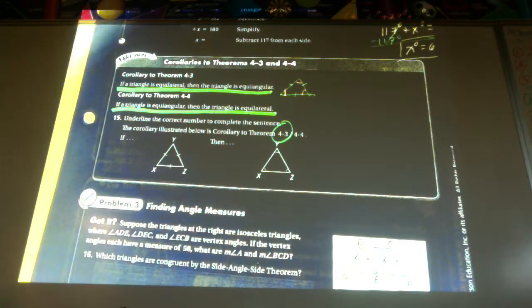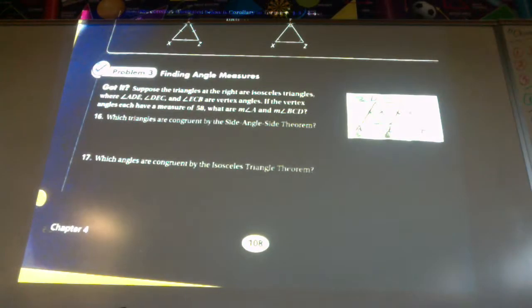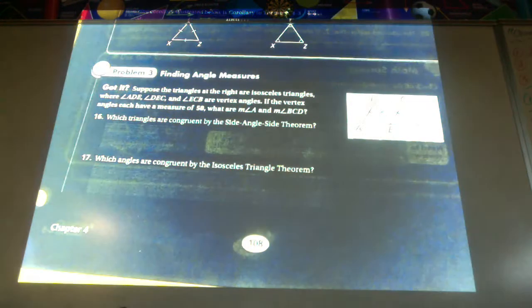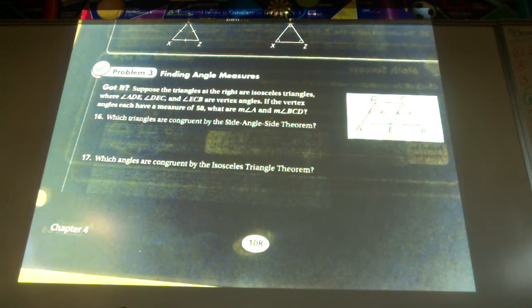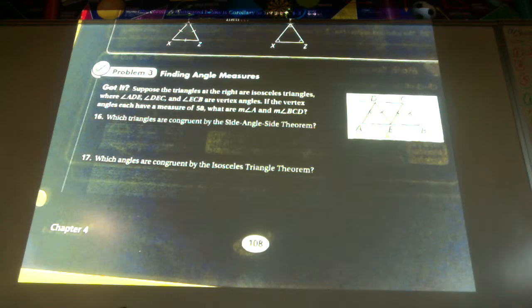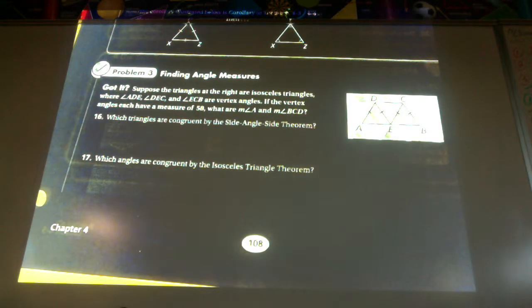So let's look at problem 3. Suppose the triangles at the right are isosceles triangles. So there's 3 of them. They've marked all the congruent legs, where angle ADE, angle DEC, and angle ECB are the vertex angles. So telling you those angles tells you where the legs are. Once you know what the vertex is, you know where those legs are.